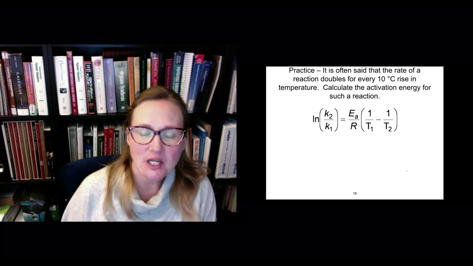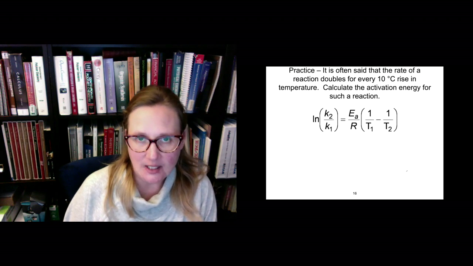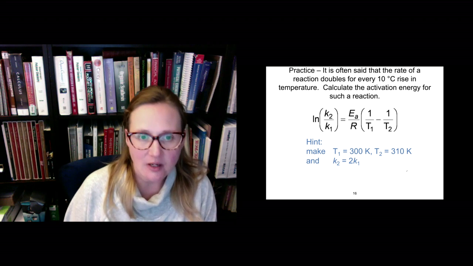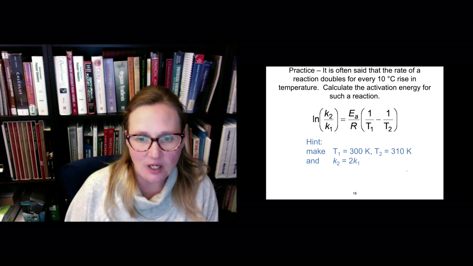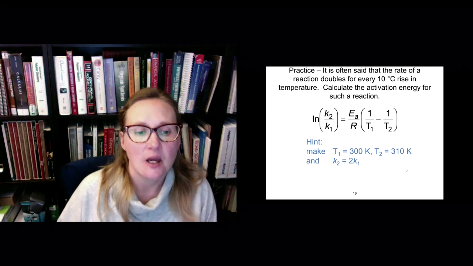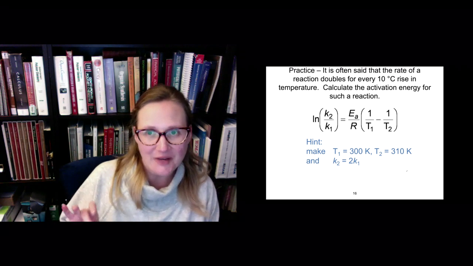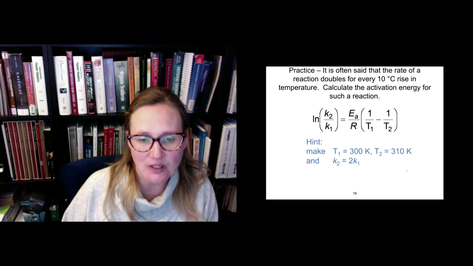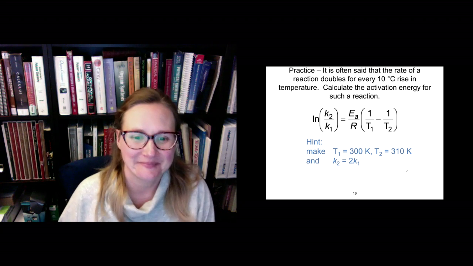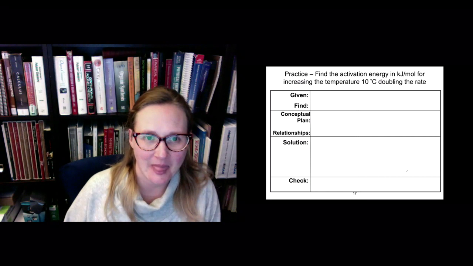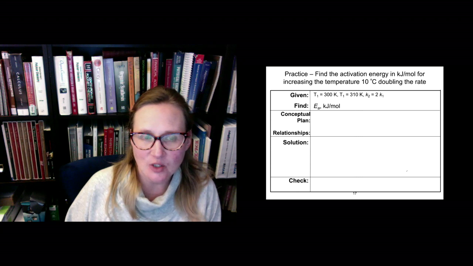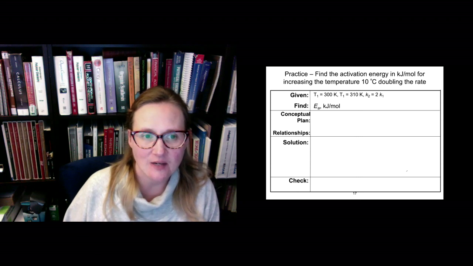All right, so we're going to use the 2-point Arrhenius equation, and we're just going to choose arbitrary numbers. So we have T1 at 300 and T2 at 310. So we're just raising the temperature 10 degrees and seeing what happens. And so the rule of thumb is that the rate of reaction doubles, so we can make K2 really just 2 times K1, because we're doubling. All right, so we have these numbers. We're going to find that activation energy.